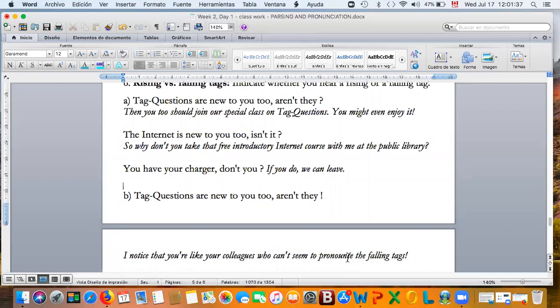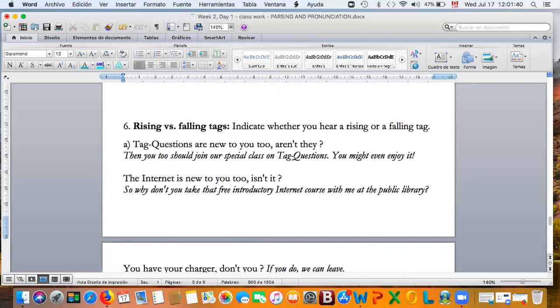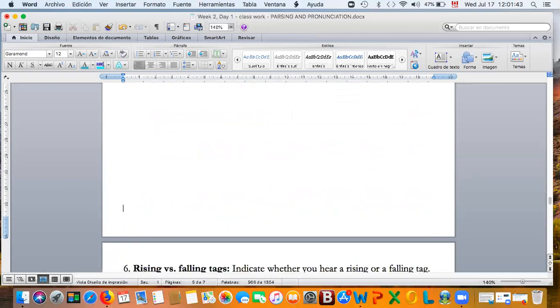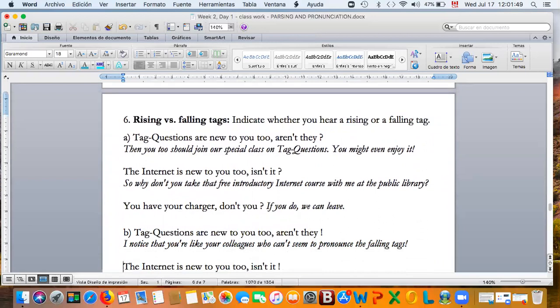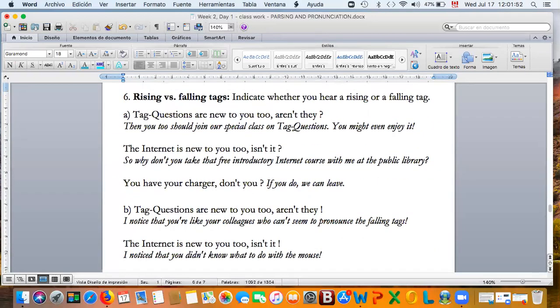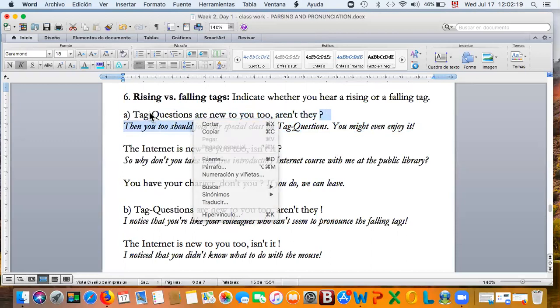We've almost finished here. Now we should talk about the tags quickly. Rising and falling tags. All you need to learn how to do is to recognize the tags as rising or falling. Everything else should fall into place. I've given you a little bit of context for each of these tags so that you can understand the difference in meaning amongst them. There are five types. I will read them for you now. Listen and repeat.